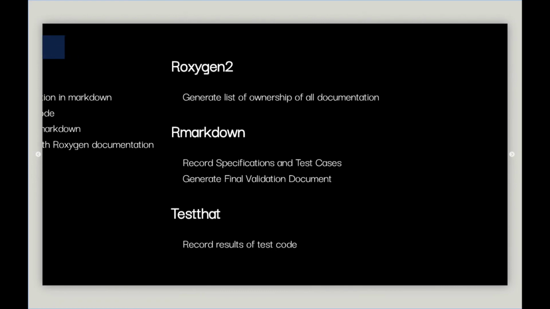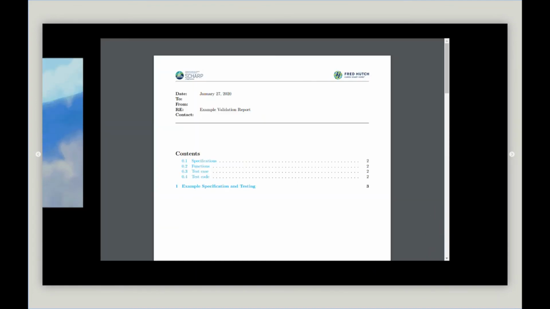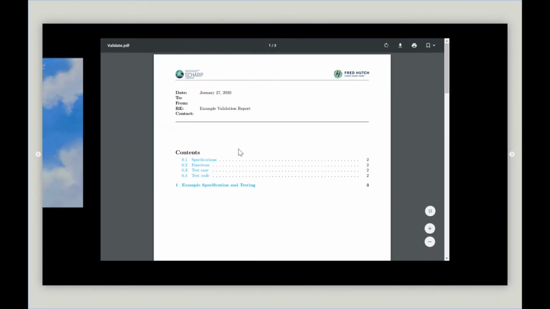So with Roxygen 2, we can generate a list of all the ownership of all the documentation, because we have that within all of the files there. We can use our Markdown to record our specifications and test cases and then pull that out and generate this final validation document, and then testthat will execute and get us the results of each test in the test code and generate a table for us. So with their powers combined, we're able to generate that PDF report I showed you earlier.